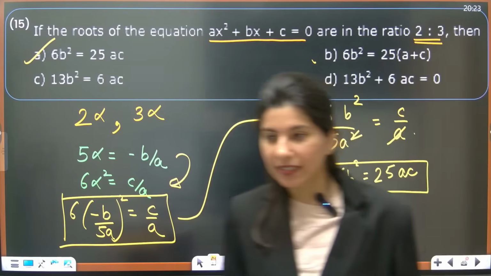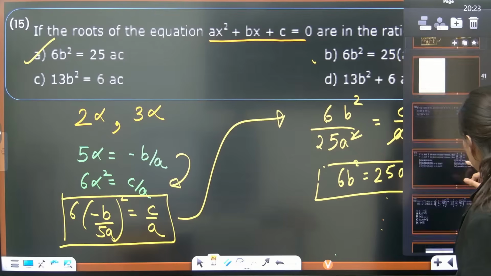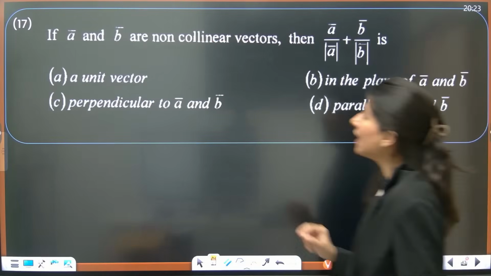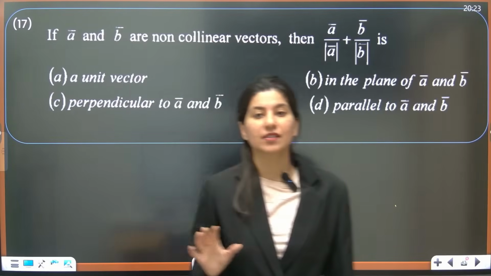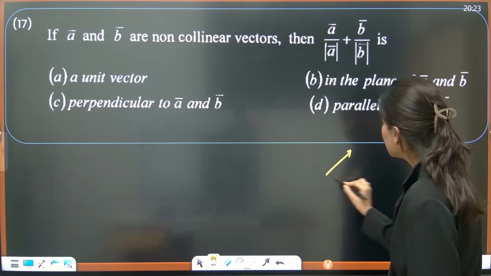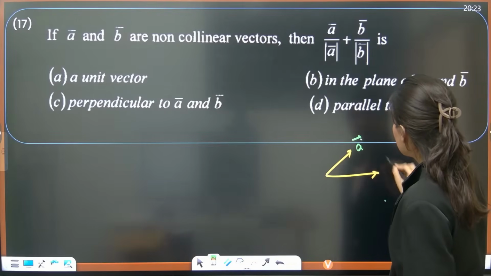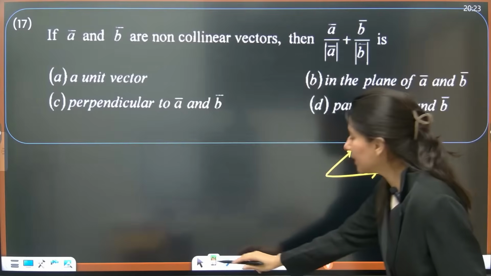All right, clear, perfect. Now we have another question, which is this. a and b are non-collinear vectors. That means this is your a, this is your b.